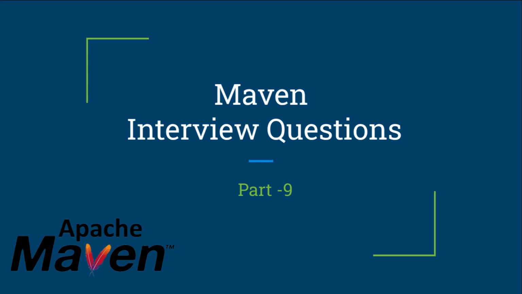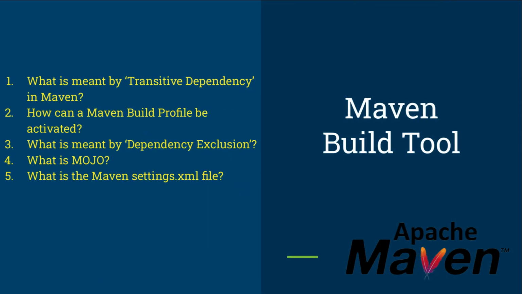You are watching part 9 of the full series of Maven Build Tool interview questions. These are the 5 questions we are going to discuss in this session. What is meant by transitive dependency in Maven? How can a Maven Build Profile be activated? What is meant by Dependency Exclusion? What is MOJO? What is the Maven settings.xml file?